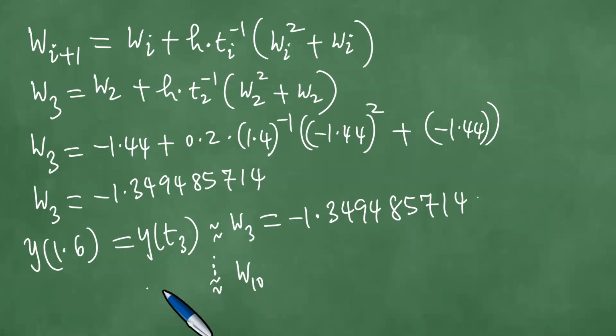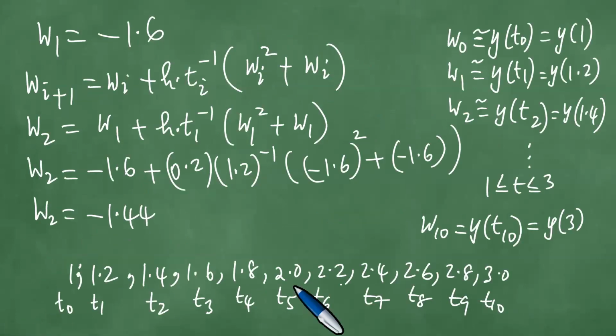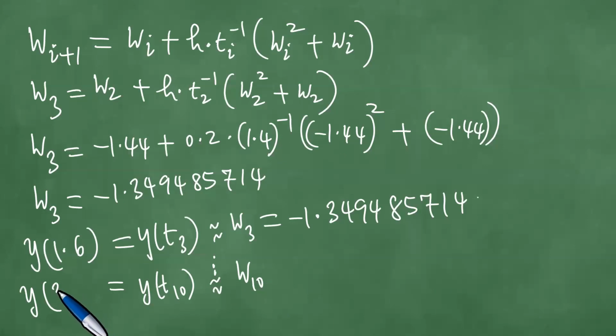W10 is Y at T10. What is Y at T10? 30. Okay. So obviously, what is this one here? We don't know yet, because we would have to do W9, because for us to do W3, we need W2 and so on. Okay, the idea is clear.